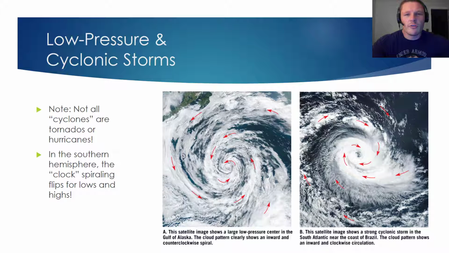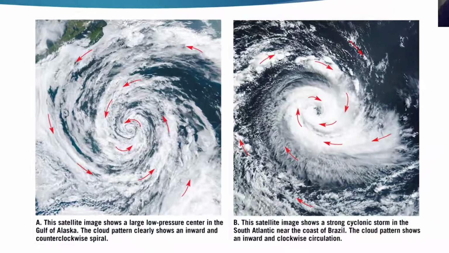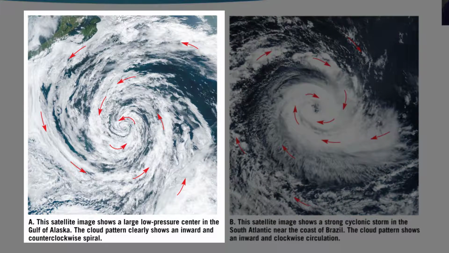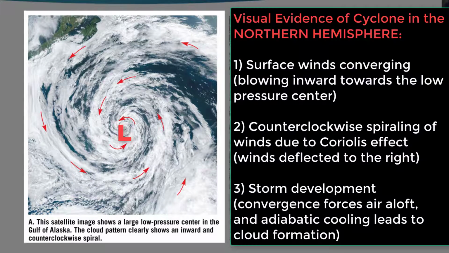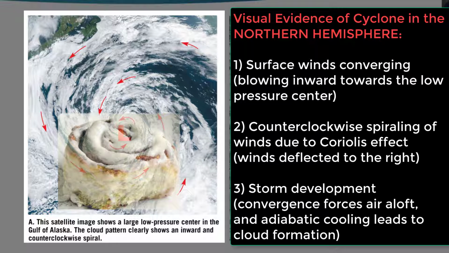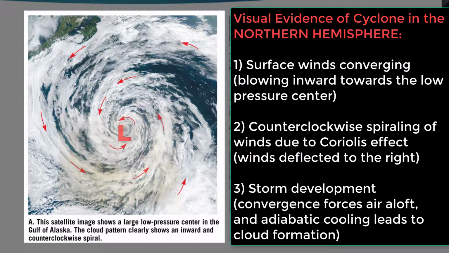On this slide, I like to show two cyclonic storms, one occurring in the northern hemisphere and one occurring in the southern hemisphere. But if we start off by focusing on image A, we see a satellite image that shows a low pressure center in the Gulf of Alaska, which is in the northern hemisphere. As we would expect, the winds are spiraling inward towards the center of low pressure. I tend to think that the clouds associated with these cyclonic storms look like Cinnabons. But the point is, this image shows us very good visual evidence that surface convergence is occurring.